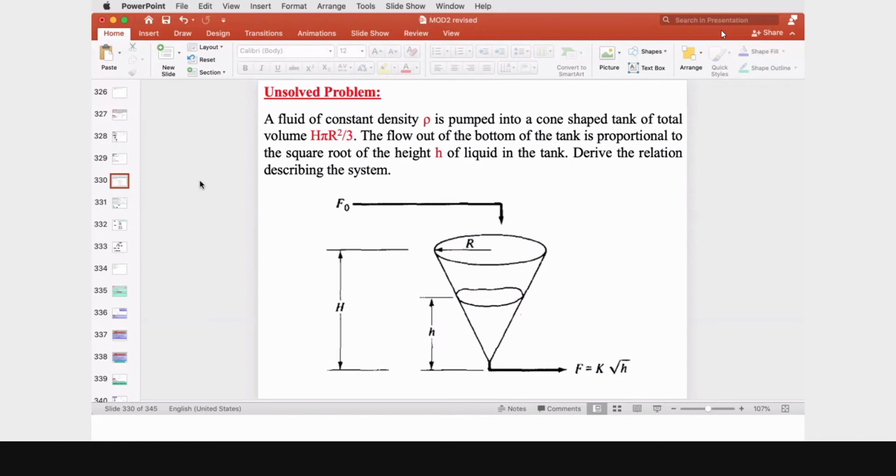The total flow out of the bottom of the tank is proportional to the square root of the height h of the liquid in the tank. Okay, that is very important. So the height of the liquid in the tank is referred to as small h, and the height of the cone-shaped tank is capital H. Both heights must be separately specified, and this should not be wrongly written.